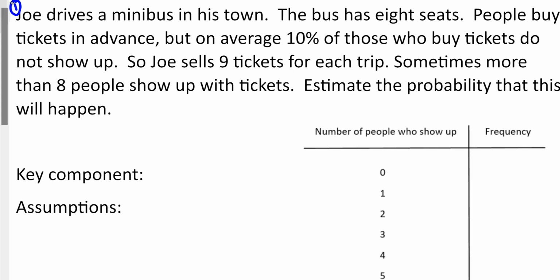So it says, Joe drives a minibus in his town. The bus has 8 seats. People buy tickets in advance, but on average, 10% of those who buy tickets do not show up. So Joe sells 9 tickets for each trip.